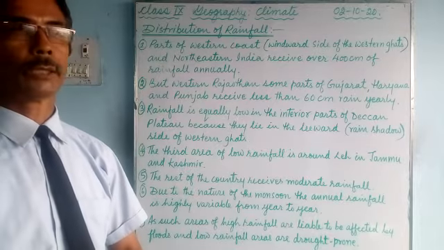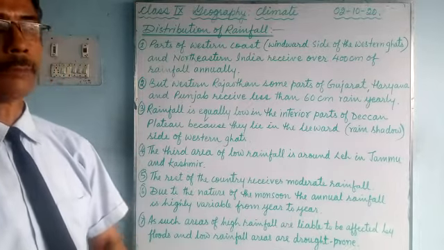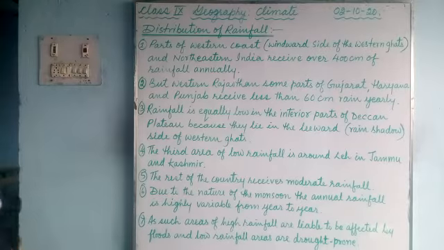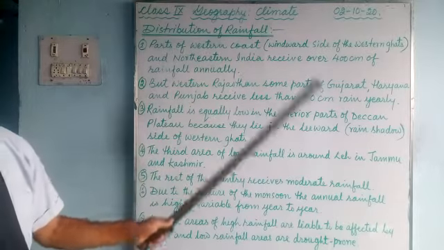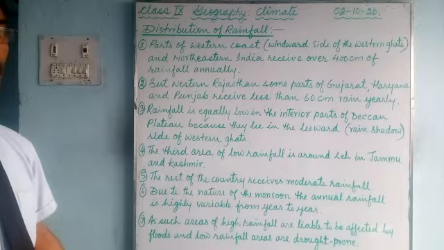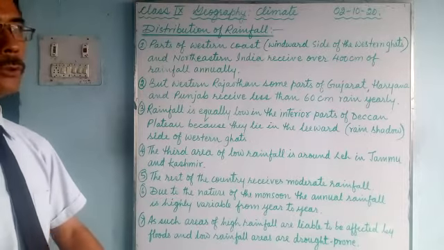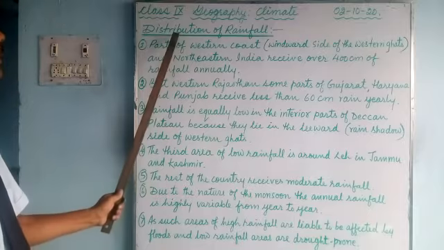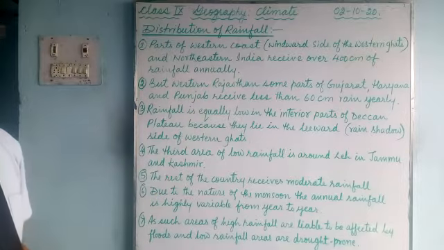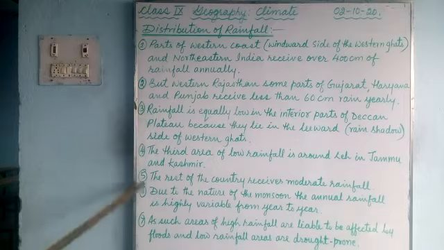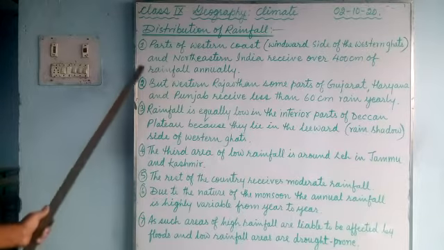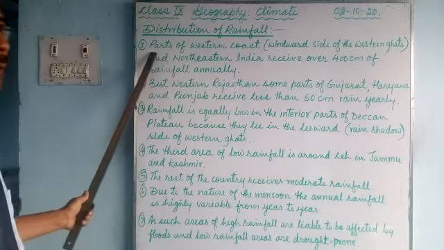Let us do our lesson in geography, the climate we are doing. And we have reached distribution of rainfall. We have already learned the advancing monsoon, retreating monsoon. And now we'll go to the next one, distribution of rainfall in India. So now there are altogether 7 points. So we'll learn one by one.